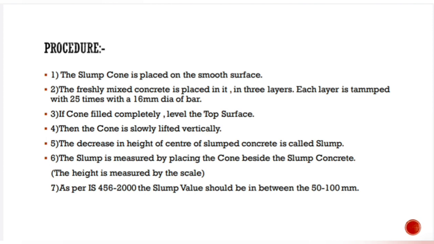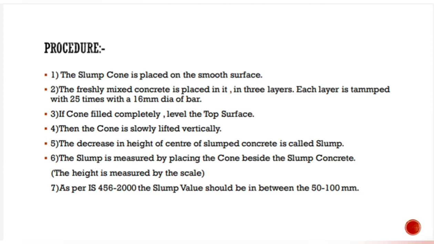Now we'll see the procedure of the slump cone test. First, the slump cone apparatus is placed on a smooth surface. Then the freshly mixed concrete is placed in it in 3 layers. Each layer is tamped 25 times with a 16 mm diameter bar. If the cone is filled completely, level the top surface. Then the cone is slowly lifted in a vertical direction.